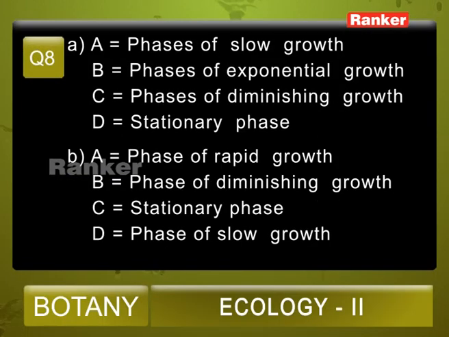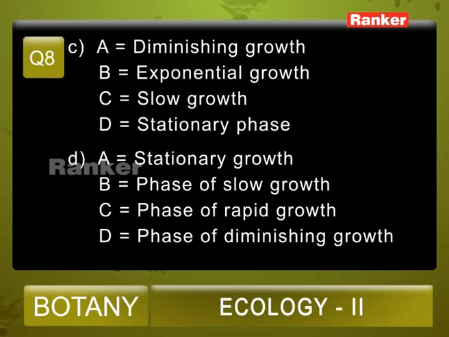Option A: A is called the phase of slow growth, B is called the phase of exponential growth, C is called phase of diminishing growth, and D is called stationary growth. In option B, A is rapid growth, B is phase of diminishing growth, C is stationary phase and D is phase of slow growth. Option C: A is diminishing growth, B exponential growth, C is slow growth and D is stationary growth. Option D: A is stationary growth, B is phase of slow growth, C is phase of rapid growth and D is phase of diminishing growth.